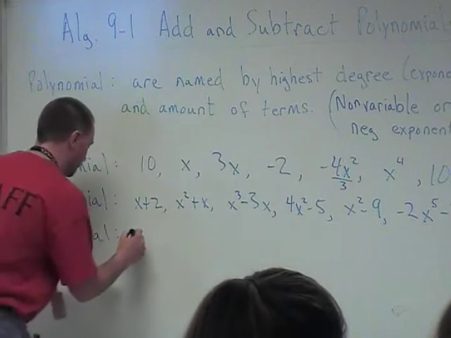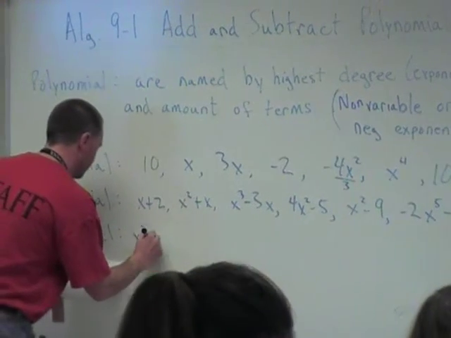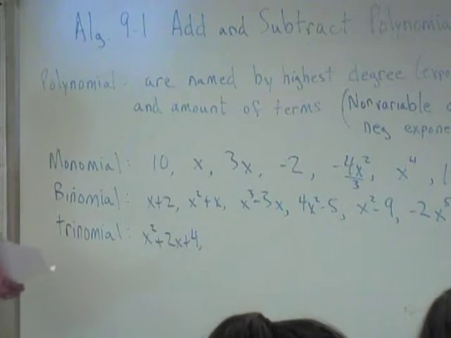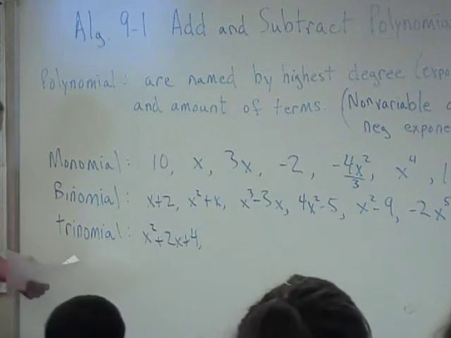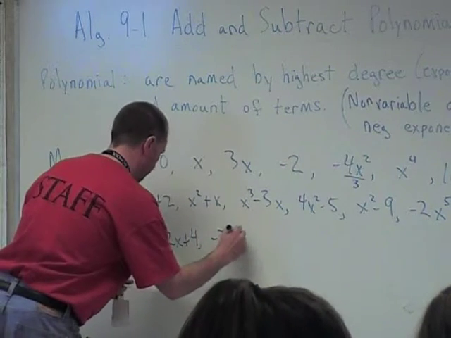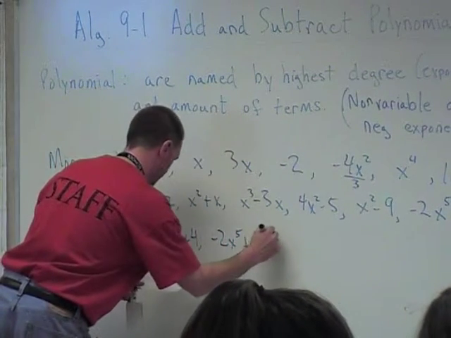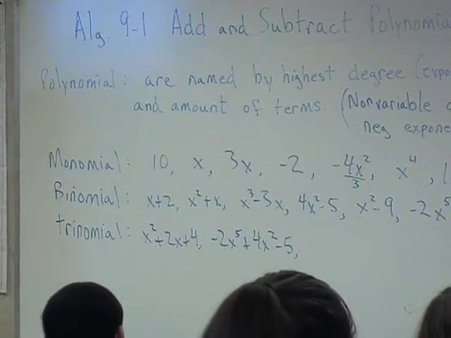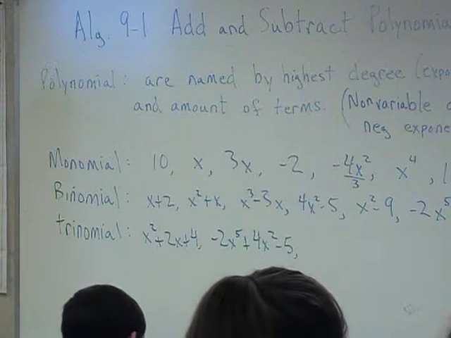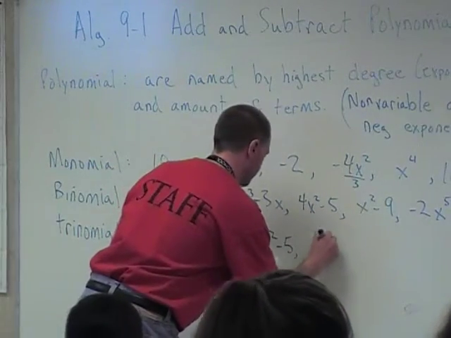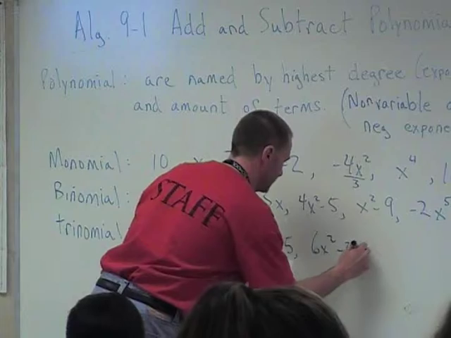All right, trinomials, 3 terms. How about x squared plus 2x plus 4? 3 terms, everybody agree? Okay. Negative 2x to the 5th plus 4x squared minus 5. Everybody saying that that's 3 terms? 6x squared minus 3x plus 18.